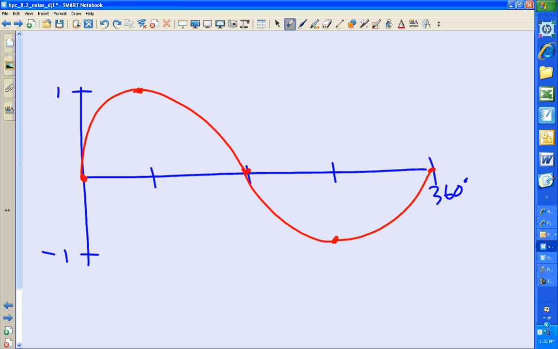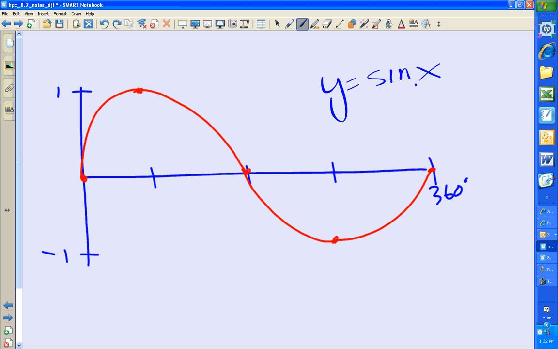That's all there is to it. This is y equals the sine of x. And you'll see in a few minutes when we start graphing ones with translation vectors and stretches and so forth, they're all going to look like this. Every single one of them.